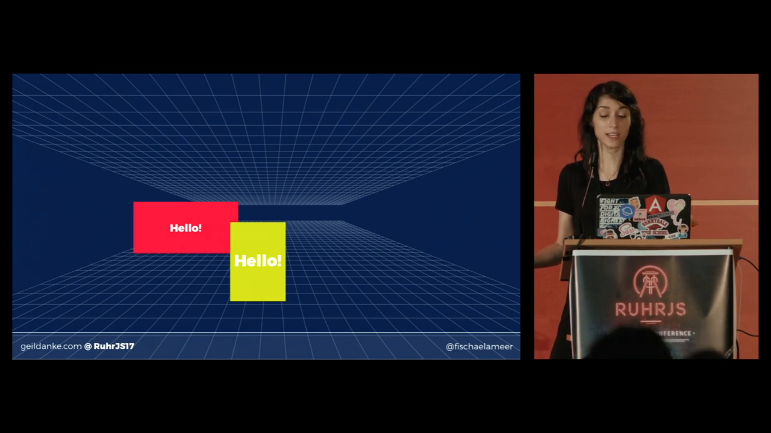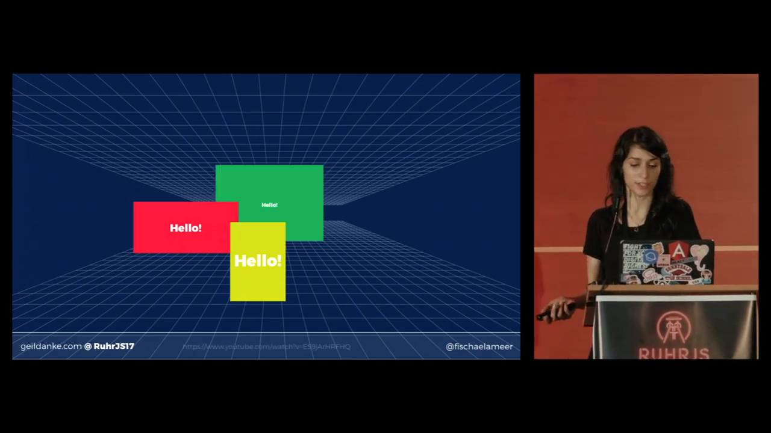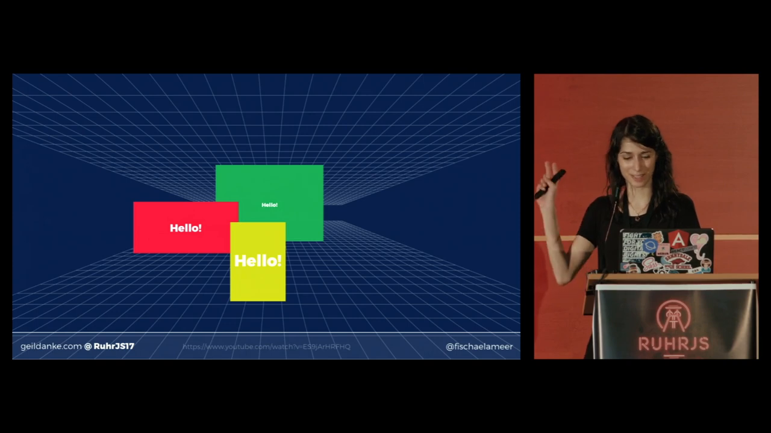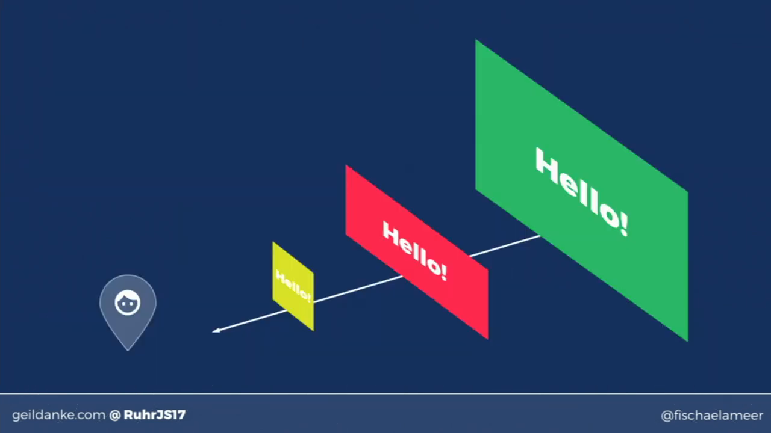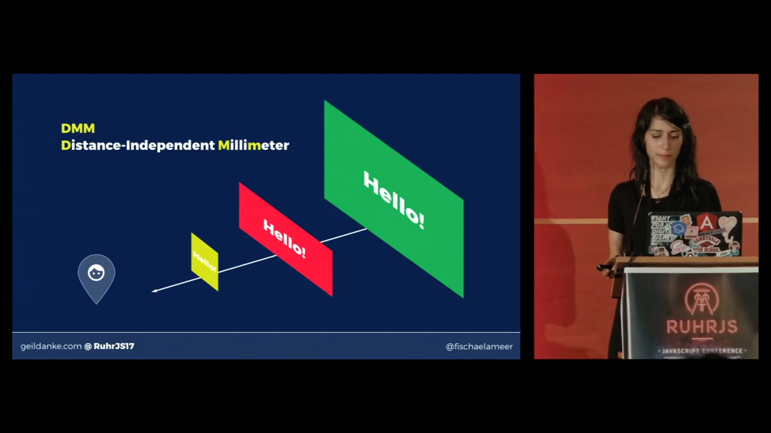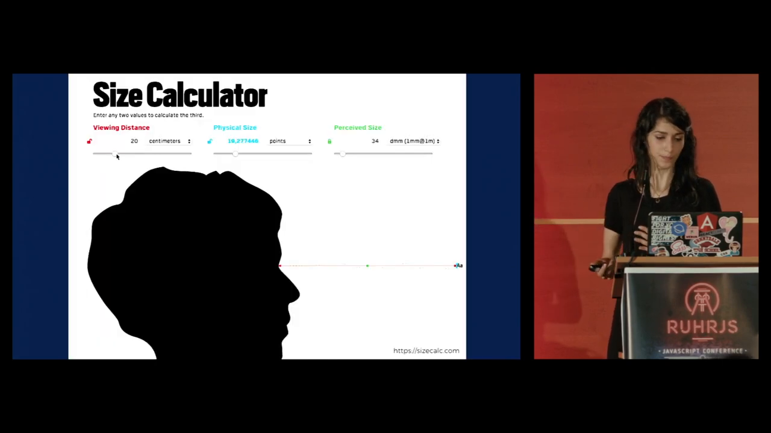The further away the text is located, the smaller it will be perceived. I guess you all know this phenomenon. So a unit like pixels is not the best to describe sizes in 3D or VR. And this is why Chris McKenzie, a UX designer from Google, introduced a new size unit at Google I/O this year, and it's called DMM, which means distance independent millimeters. And it can be used to describe font sizes independent from the distance they are viewed.